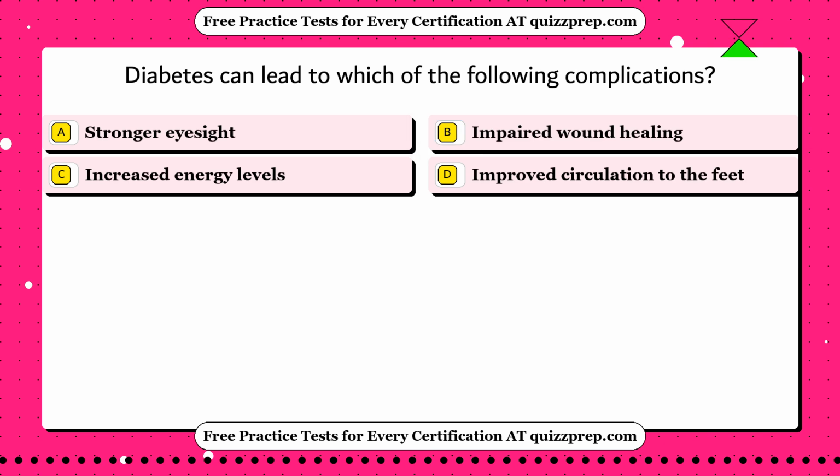Question 68. Diabetes can lead to which of the following complications? Option A, stronger eyesight. Option B, impaired wound healing. Option C, increased energy levels. Option D, improved circulation to the feet.